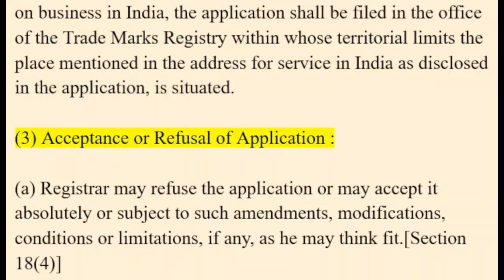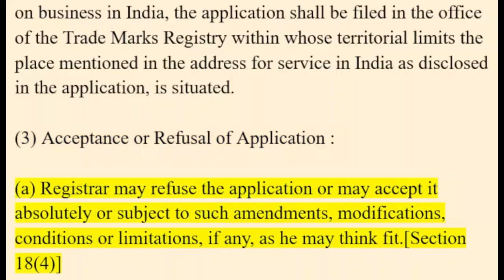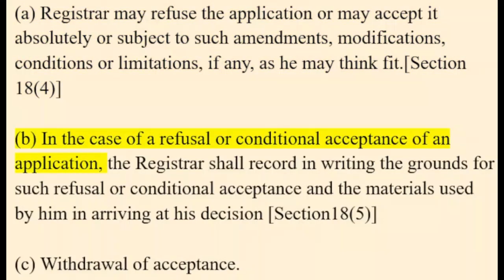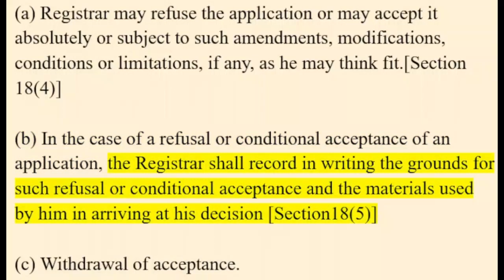3. Acceptance or refusal of application. (a) The registrar may refuse the application or may accept it absolutely or subject to such amendments, modifications, conditions or limitations, if any, as he may think fit. Section 18(4). (b) In the case of a refusal or conditional acceptance of an application, the registrar shall record in writing the grounds for such refusal or conditional acceptance and the materials used by him in arriving at his decision.